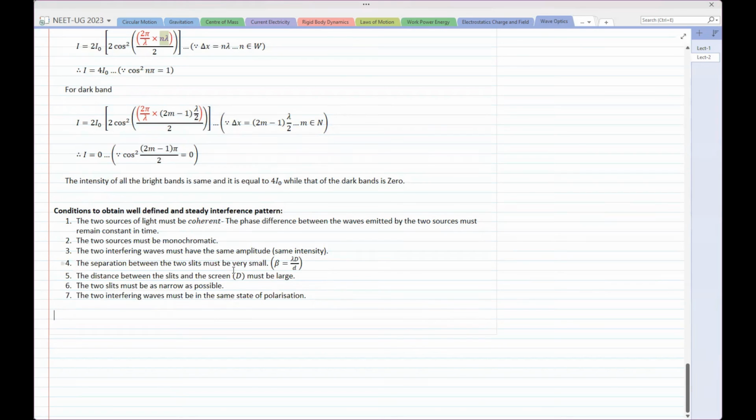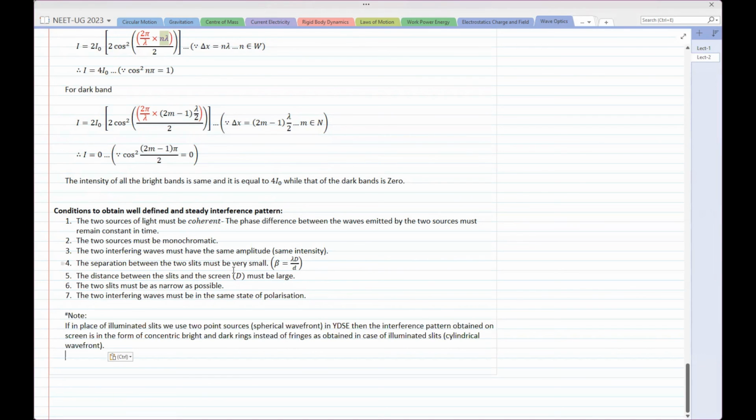And the two interfering waves must be in same state of polarization. So same state of polarization means their plane of vibration must be same. So if you satisfy these conditions, then you can get steady interference pattern. Note, if in place of illuminated slits, you use 2-point sources, आपको बताया था मैंने last time we started with this, in YDSE, the interference pattern obtained on the screen is in the form of concentric bright and dark rings instead of getting fringes.